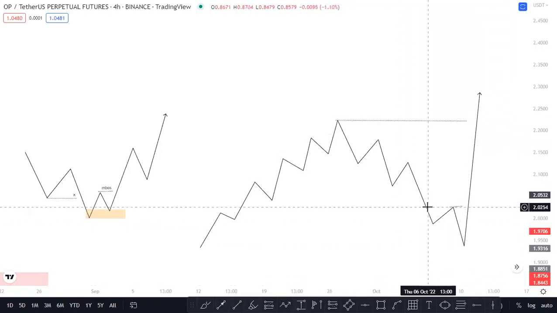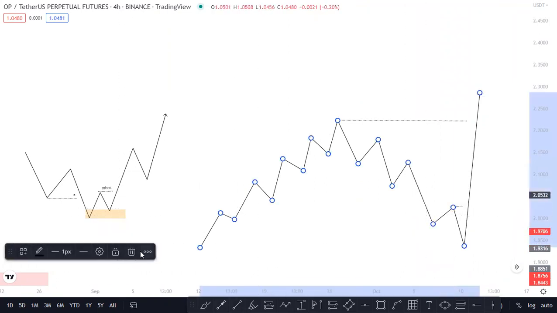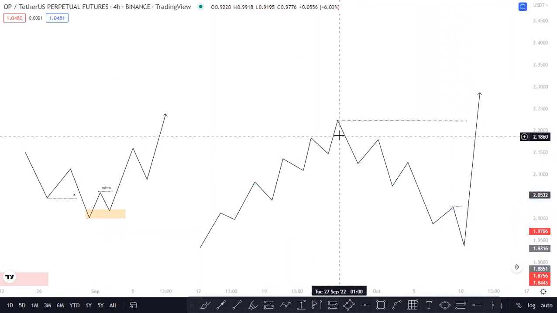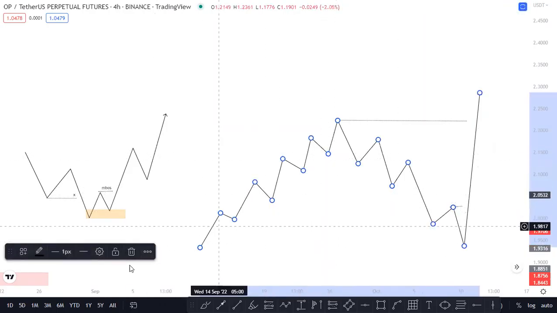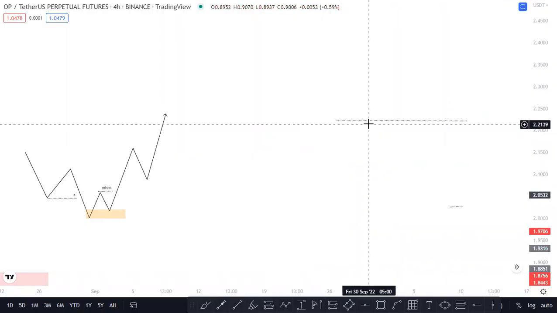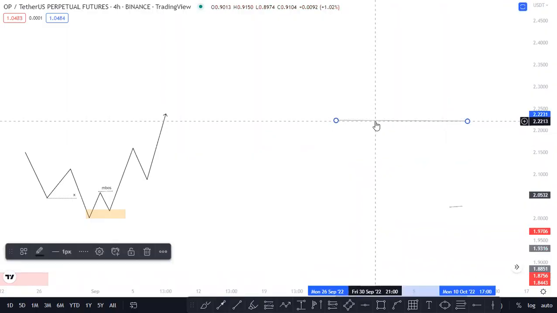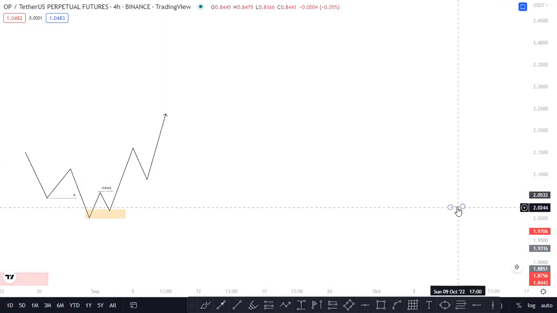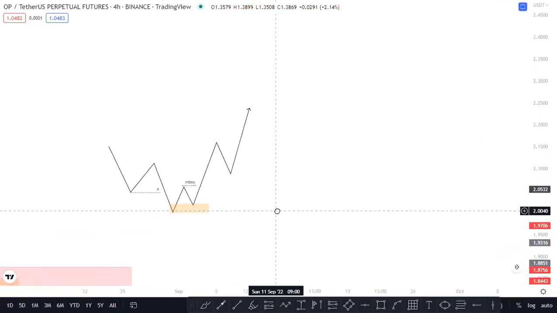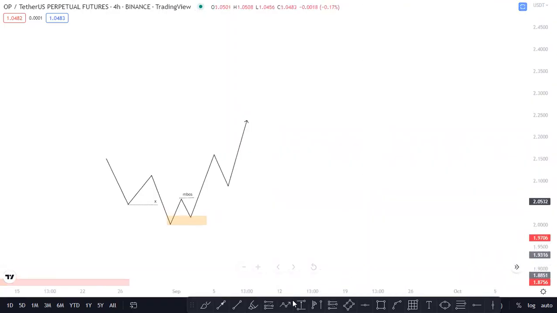So this is what I'm trying to show you here. A minor BOS, because this one has to do with the higher structure, the bigger structure, more of a higher time frame structure. While these structures are actually found more in a lower time frame, or they may not be visible enough to be regarded as the BOS. So this is your minor BOS here, right?